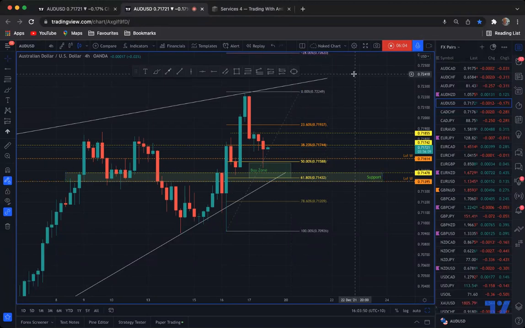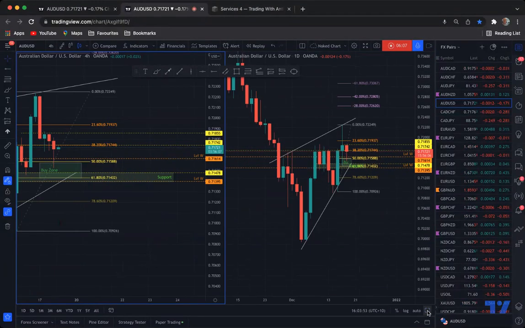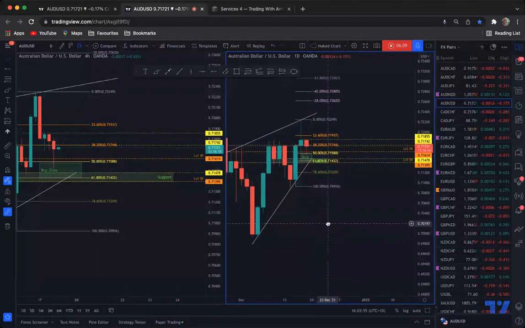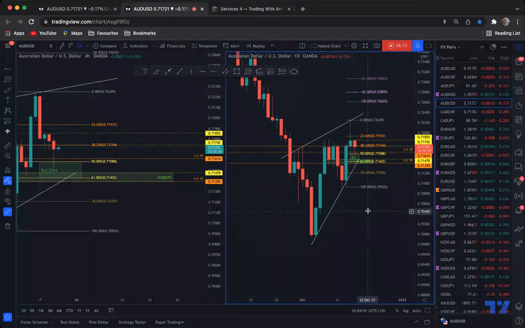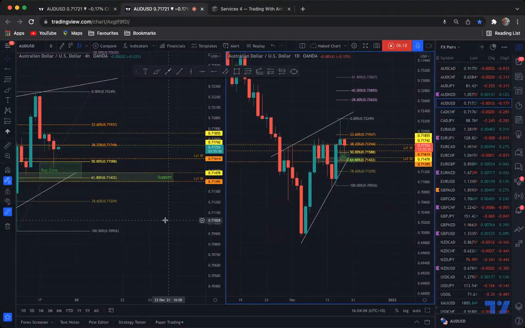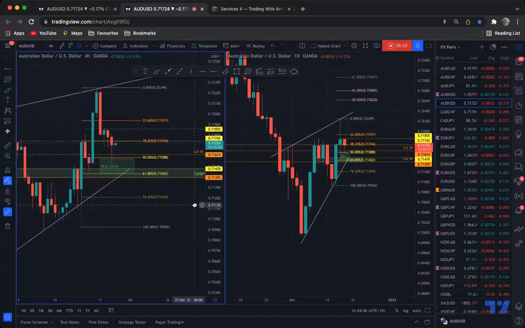2 times the ATR on the 4 hour, or have a look at this on the daily, 1.5 times the ATR on the daily. Okay, guys, that's my take on the Aussie dollar.